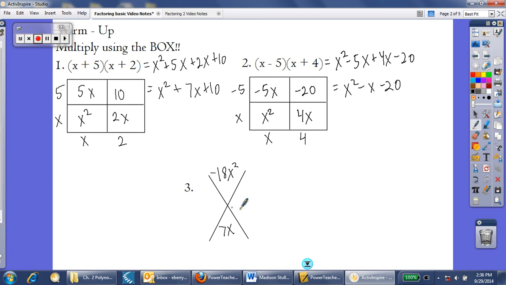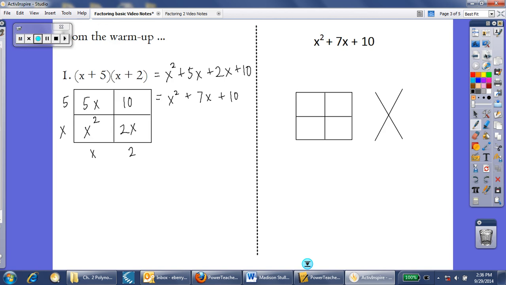Last one, I'm thinking of two numbers that multiply to give me negative 18x squared. This is 2x and 9x. I want this to be negative 2x, so that negative 2 times 9 is negative 18. When I add negative 2x and 9x, I get 7x.